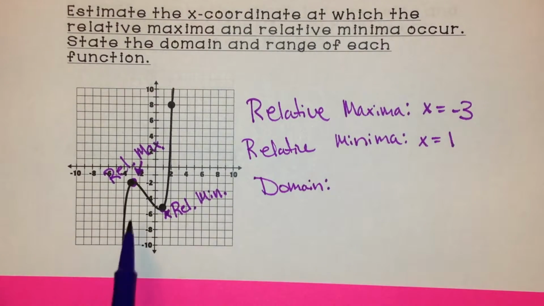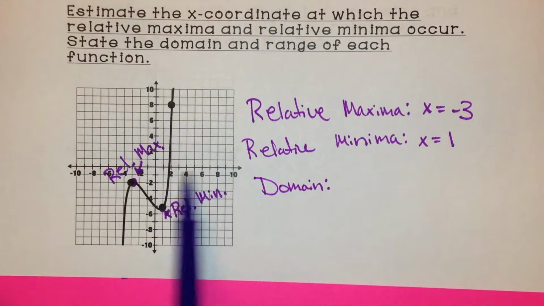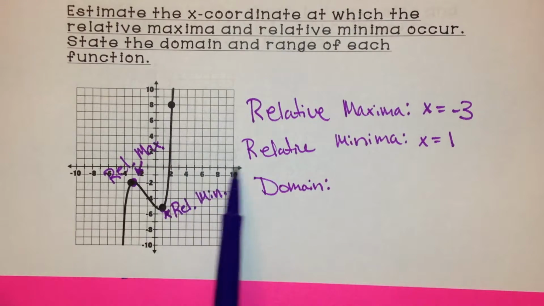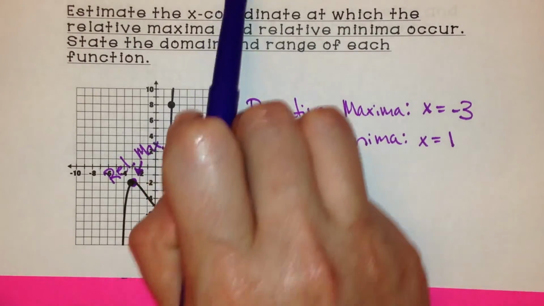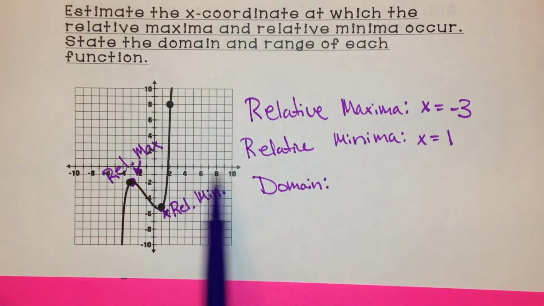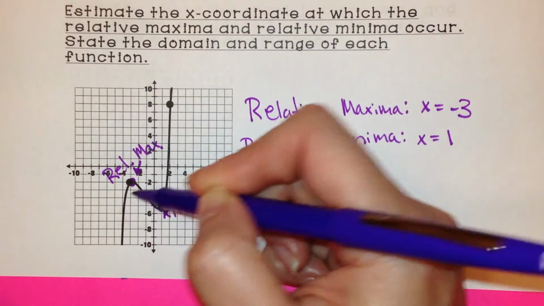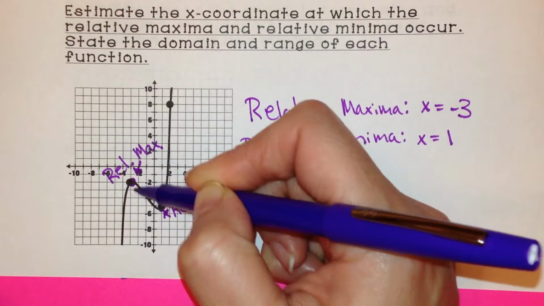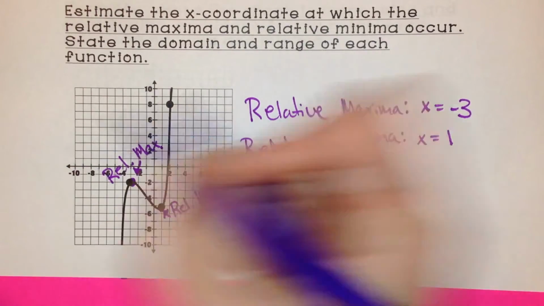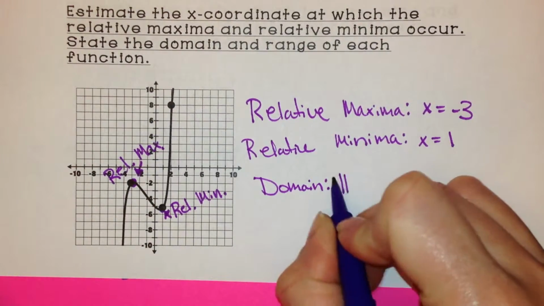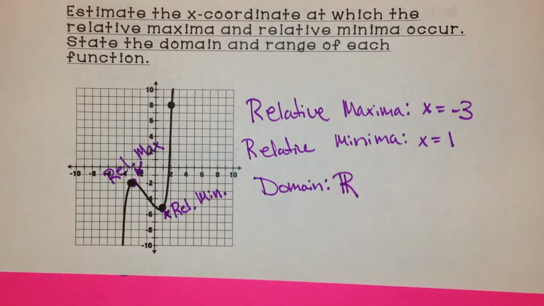So domain is the x values. Well, I know that I can plug in x values and my graph will keep going because it's going up. So it is going up steeply, but it's going to keep going. And over here it is going down kind of steeply, but I can see that it's not going straight down. It's still kind of curved. So the domain, the x values, are all real numbers. I can plug in any x value.